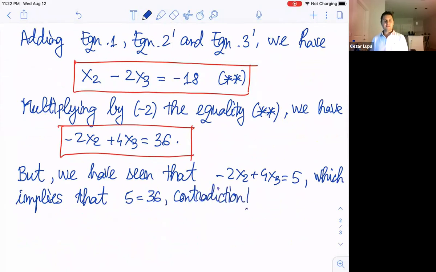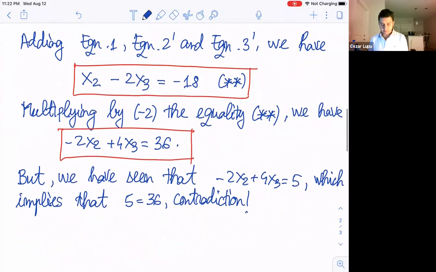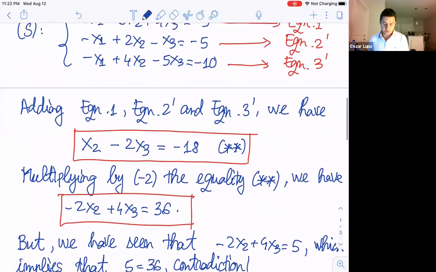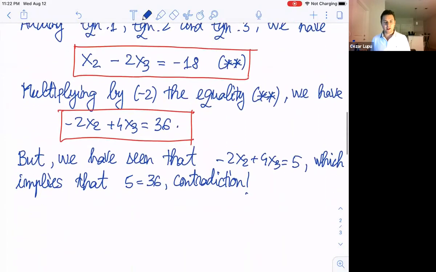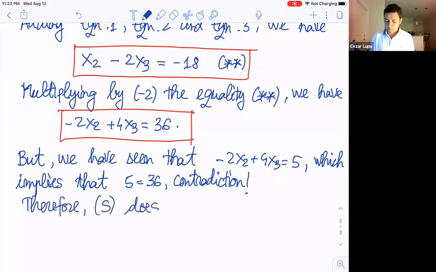Well, we assumed that there exist x1, x2, x3 such that the system has a solution. We're looking for one, and we've seen that doing these kinds of operations, eliminating one of the variables, which was in this case x1, well, bad luck. Nothing good happens. Therefore, there are no solutions. So the system S does not have any solutions.